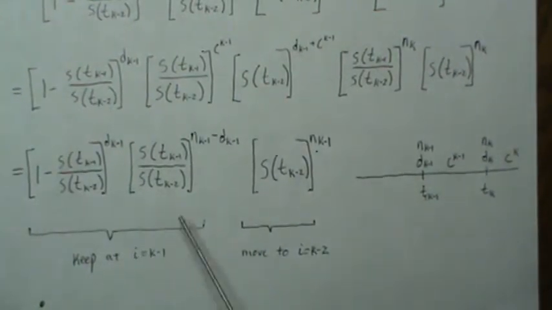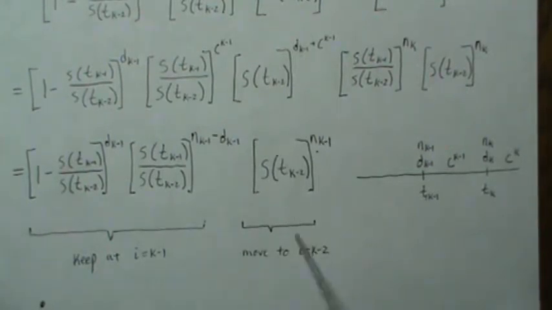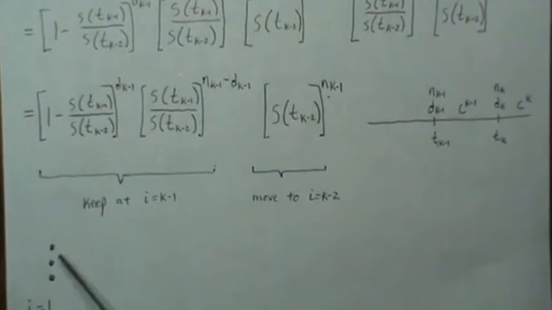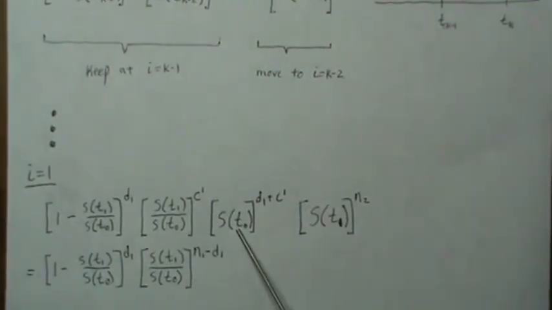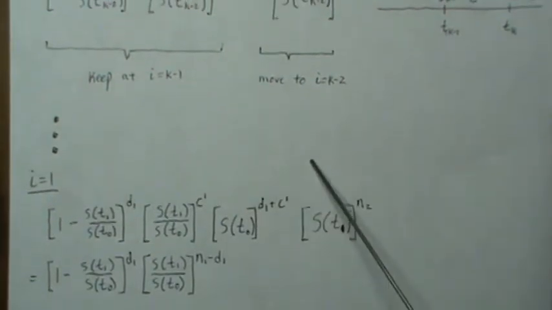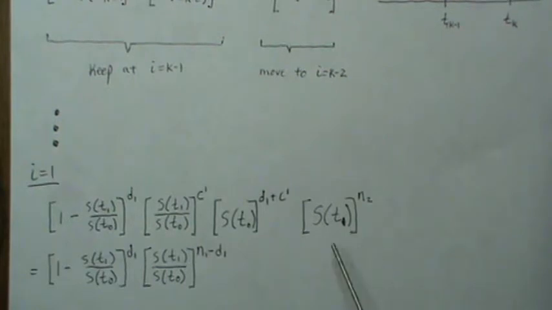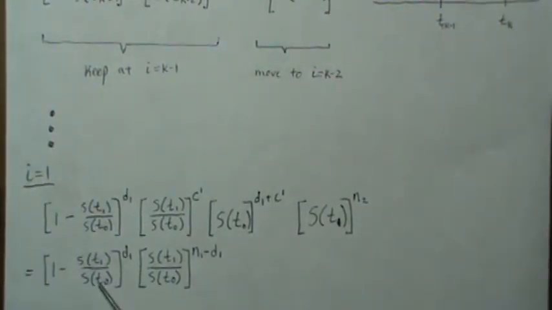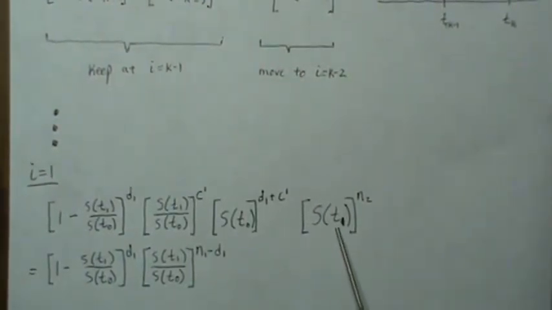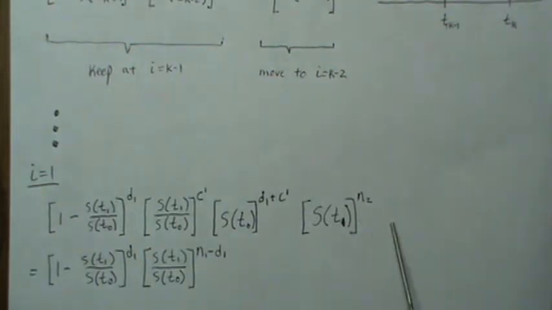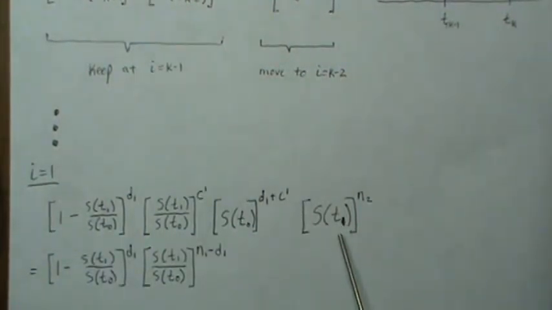Well, this kind of looks like that binomial that we were looking at. So we keep this at the k minus 1 step, and then this piece we move to the k minus 2 step. Well, we repeat, we repeat, we repeat, and we get down to the i equals 1 step. So these are the three terms when we plug in i equals 1, and then this piece was carried down from the i equals 2 step. So here that comes down, and we divide this by s of t_0, and there's n_2 of them, so we have to multiply by s of t_0. But remember, s of t_0 is 1, so that goes away. So then we have n_2 plus c_1 of those, which is actually n_1 minus d_1.